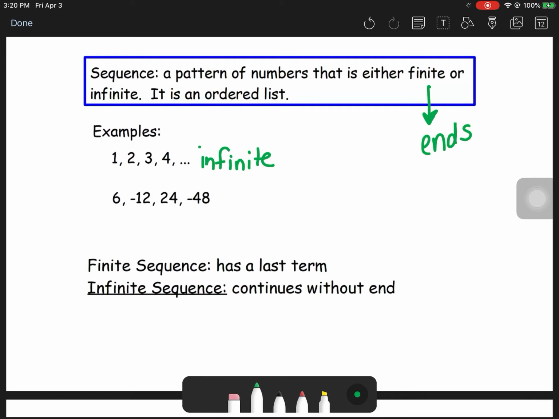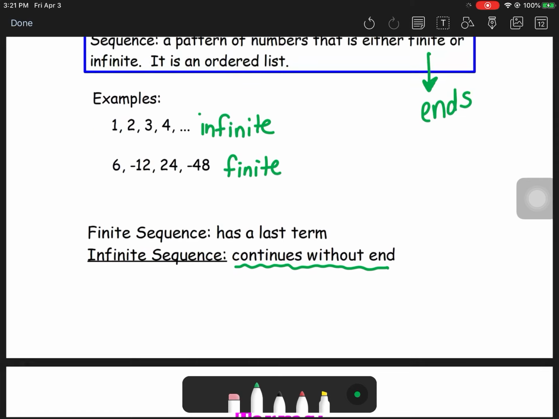Also, you see that this is a sequence because it is a pattern where we add 1 each time. In the next example, we see that this is finite, which means it ends because there are only 4 terms. You can also see it as a pattern because we are multiplying by -2 to get to the next number, which is the term. A finite sequence has a last term. An infinite sequence continues without end.